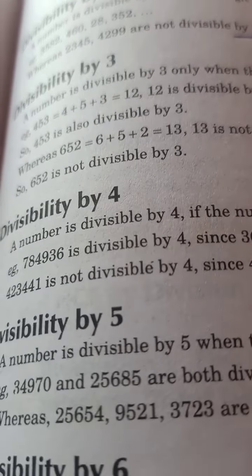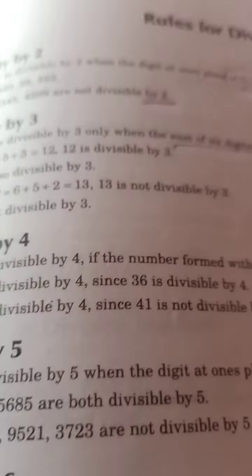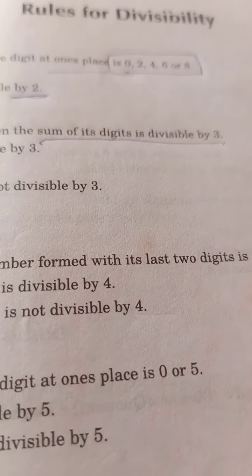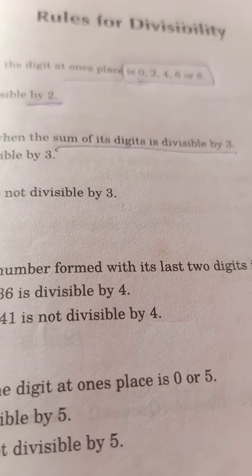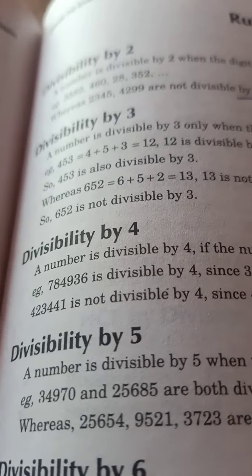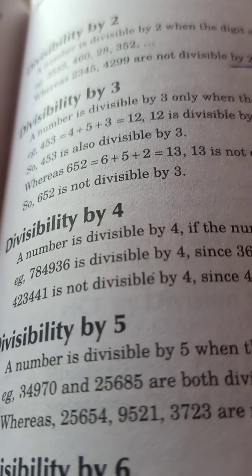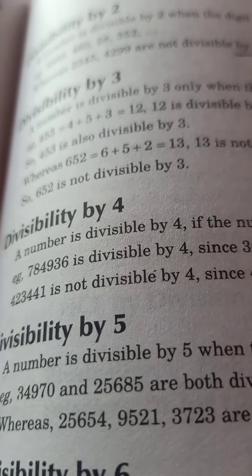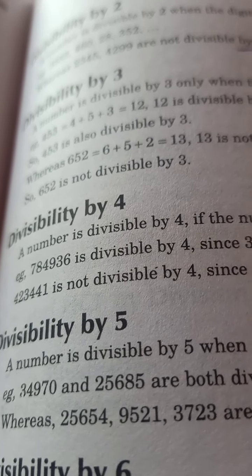Next, divisibility by 3. A number is divisible by 3 only when the sum of its digits is divisible by 3. For example, 453. In 453, 4 plus 5 plus 3 is equal to 12. 12 is divisible by 3.